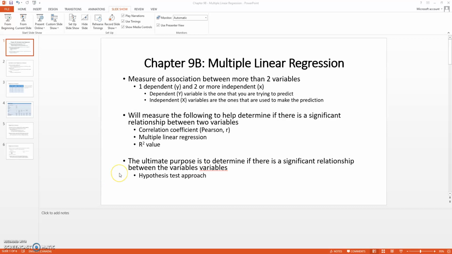Hello students. In this video we're going to go over the second part of chapter 9. We're going to talk about linear regression. In this section it's multiple linear regression. Multiple means that there are more than two independent variables. The independent variables being x.